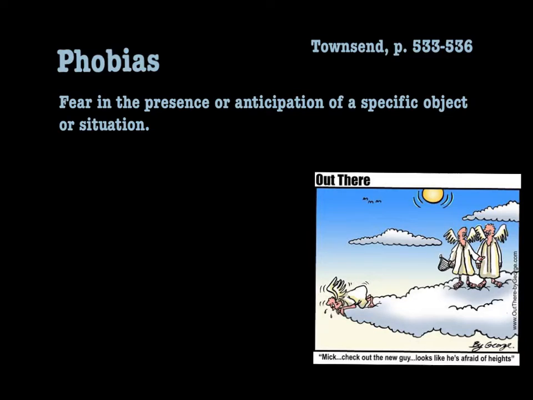A phobia, as we know, is an excessive and specific fear. It's unreasonable in the context of the threat that the stimulus really presents. And people know what a phobia is. About 25% of the population has a fear of something.